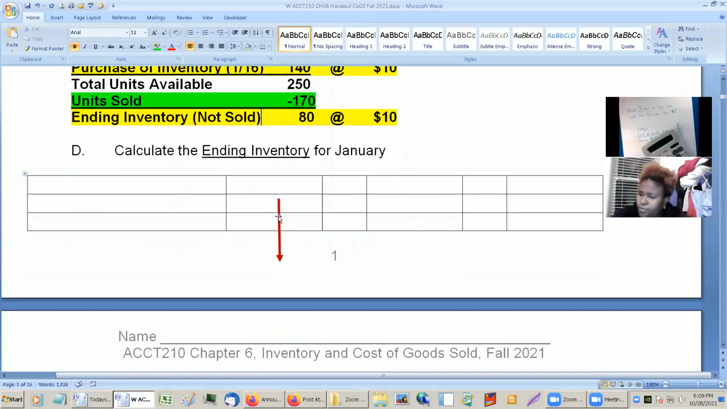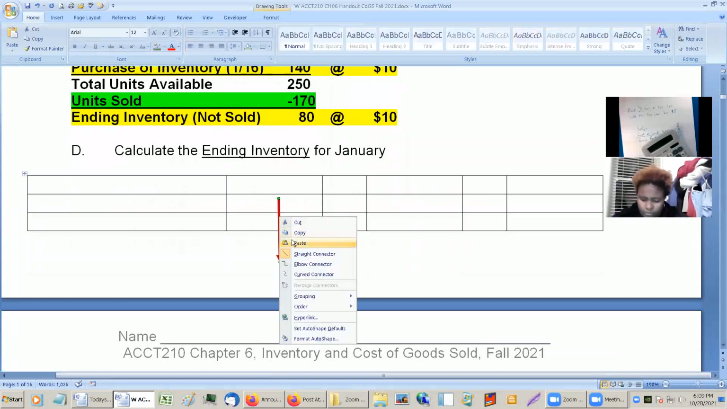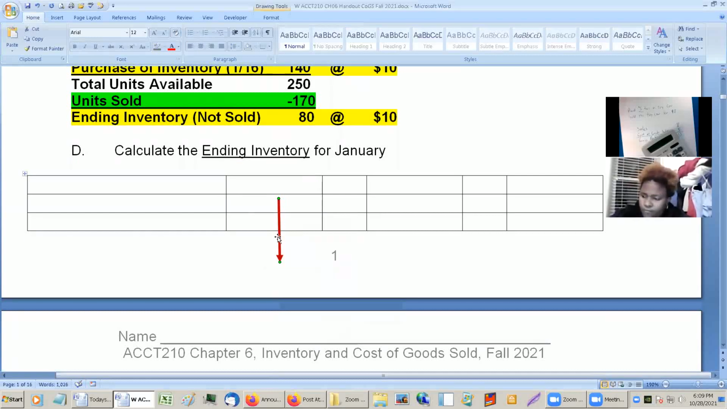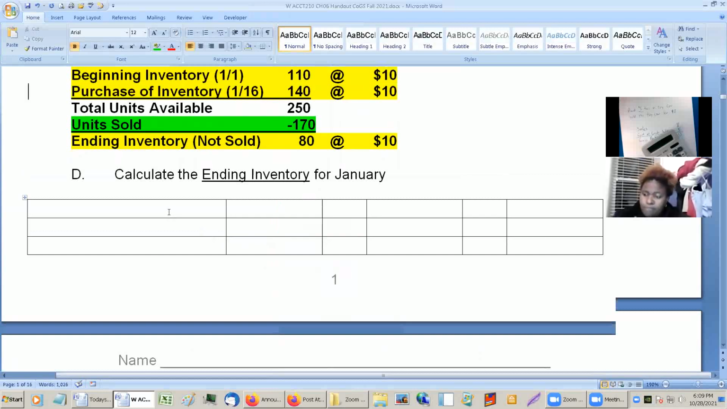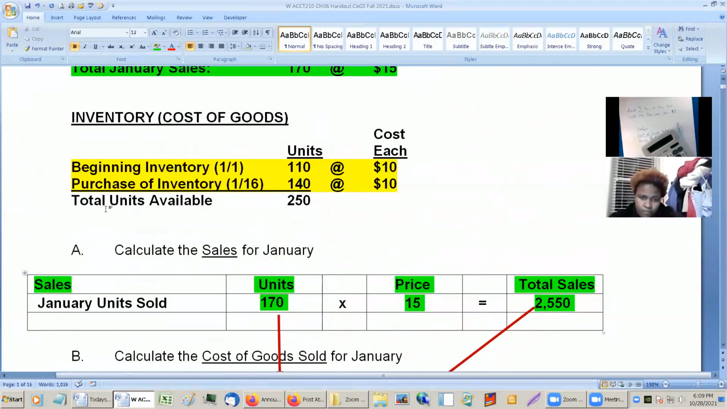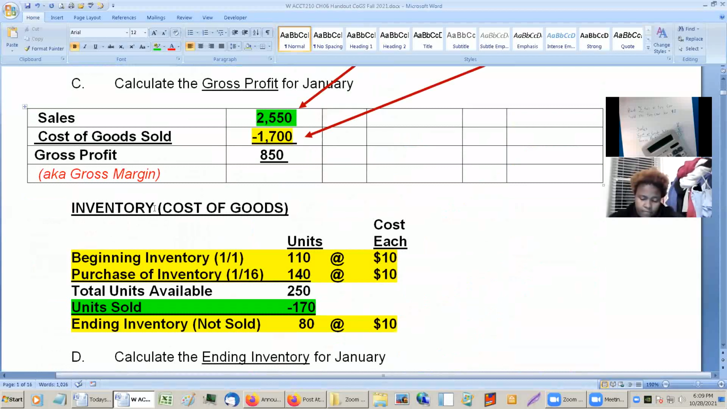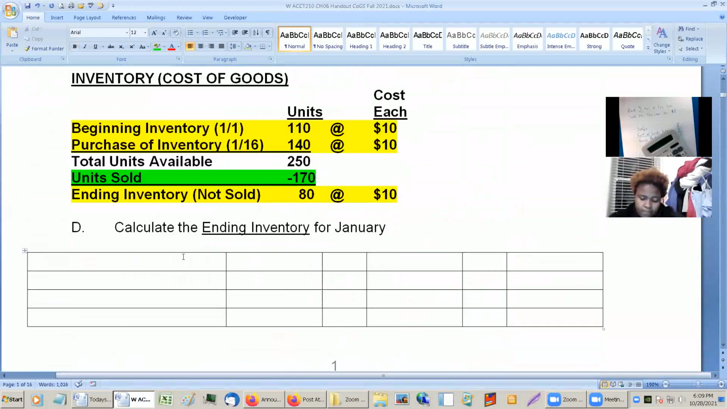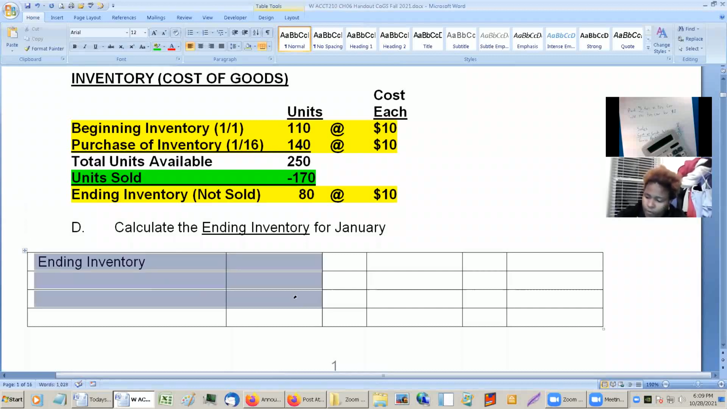So it's 100. So I got rid of that. Some more room here. Okay, yeah, so this is our ending inventory. And this is for January.